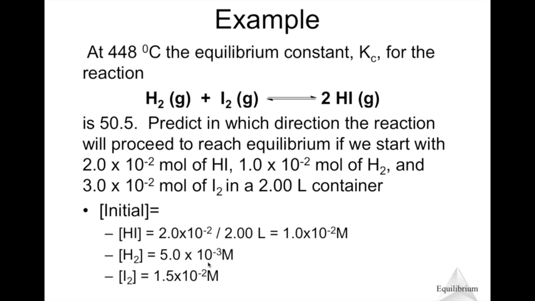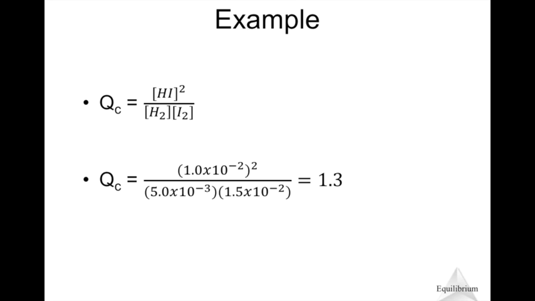Same idea, same math, you get 5 times 10 to the negative 3 and 1.5 times 10 to the negative 2. So if this is our reaction quotient, HI squared over concentration H2 times concentration I2, plug those in and we get 1.3. Well, what does that mean? That is much, much less than our K, right? So that means equilibrium is going to go to the left. It's going to favor the products. So I'm sorry, it's going to favor the reactants.